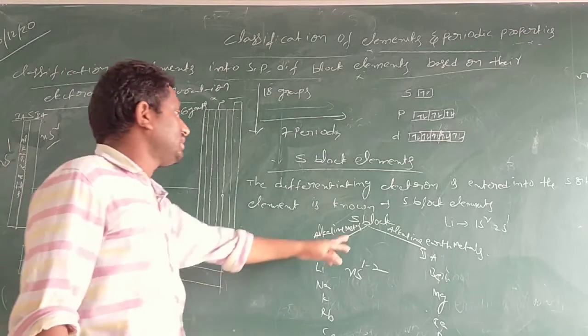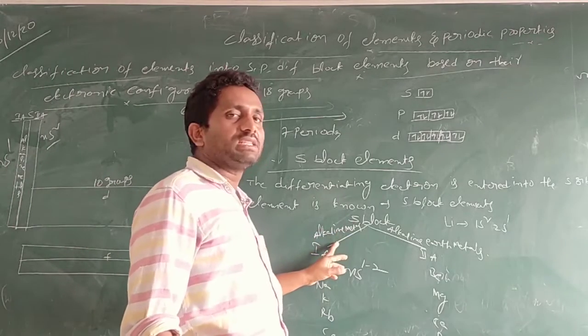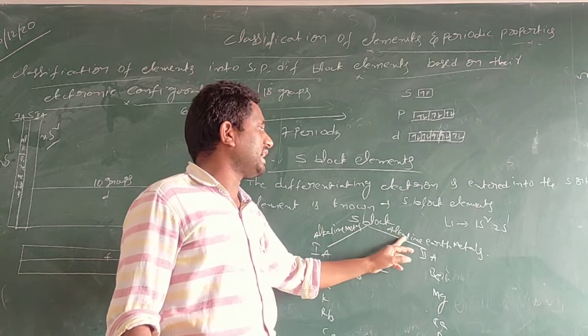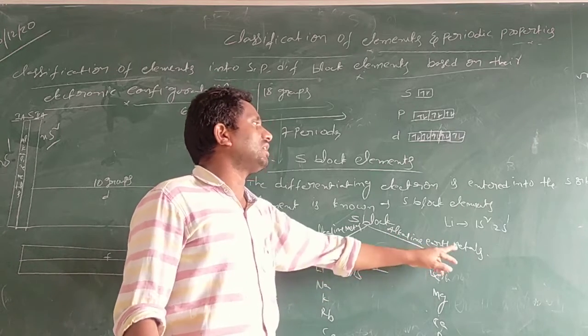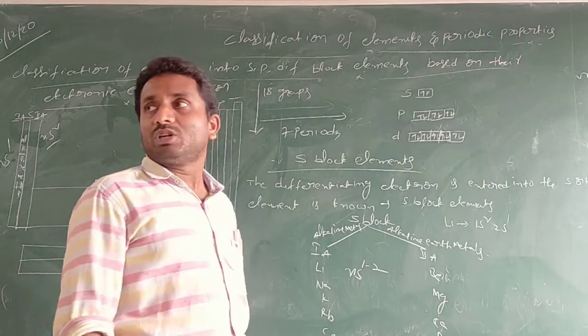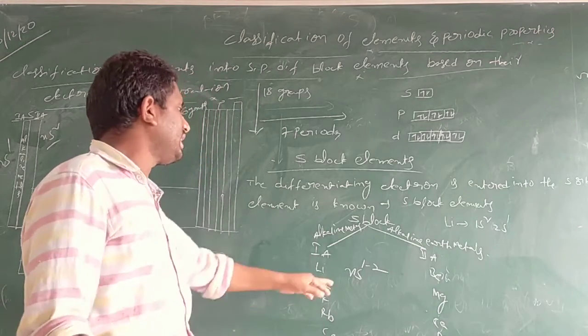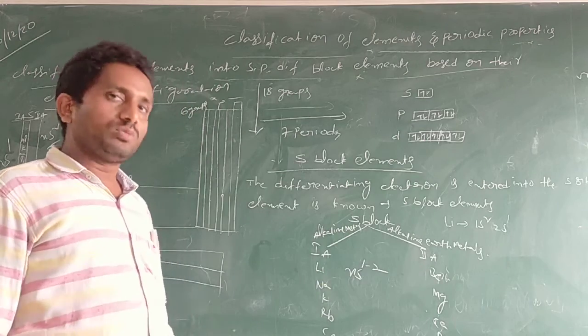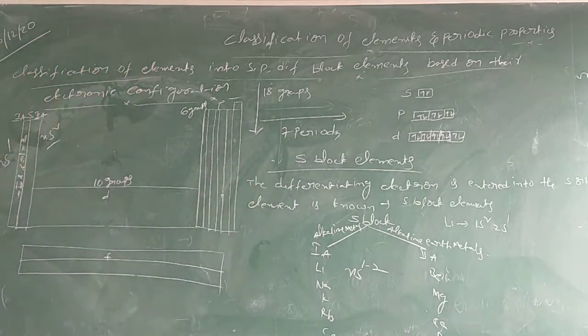In S block, first group elements are known as alkaline metals, and second group elements are known as alkaline earth metals. The outermost electronic configuration of S block is ns1-2. So these are the S block elements.